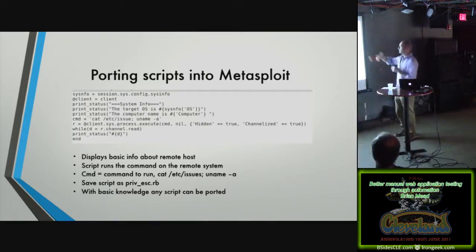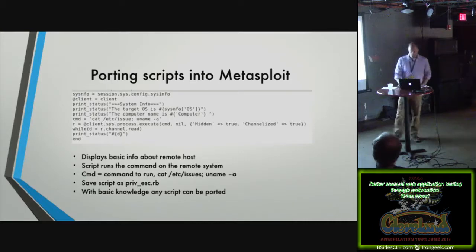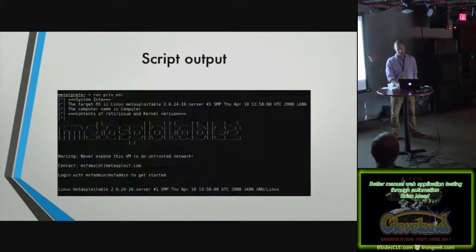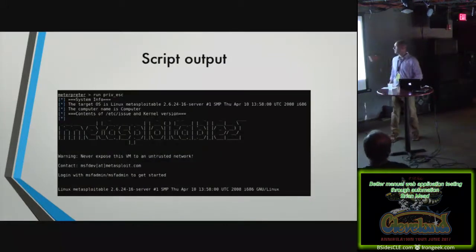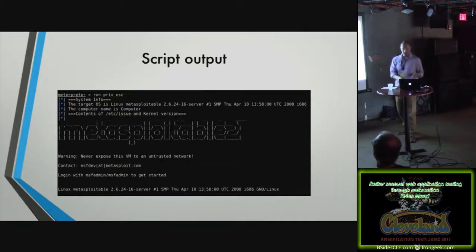So this is our list of commands. What we're going to do here, we're going to execute the command, and then we're going to return it back to the console. And we're going to save this as priv_esc.rb. So this is the output of the script. So essentially, this is once you've got your Meterpreter shell back, you can run this script, and it will take those commands, run it on the remote host, and give you the information back.